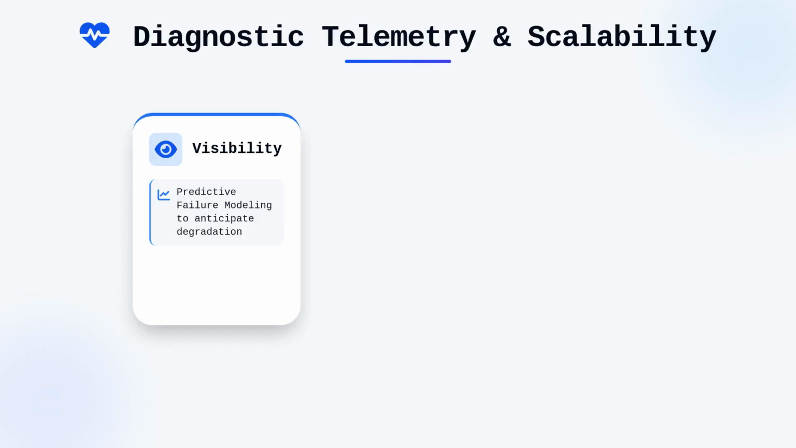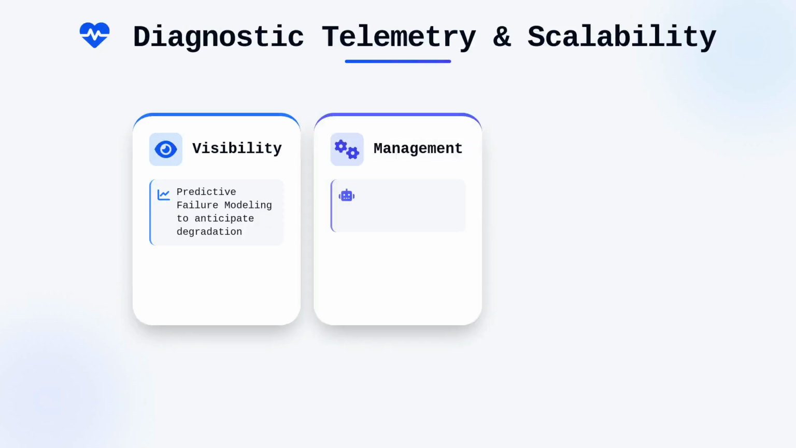Diagnostic telemetry is the heartbeat of a scalable compute architecture, providing the visibility needed to make informed scaling decisions. We rely on predictive failure modeling to anticipate compute degradation before it affects the end-user experience, thereby allowing for proactive remediation. This telemetry feeds into the management ecosystem, enabling automated responses to events that would otherwise require manual intervention.